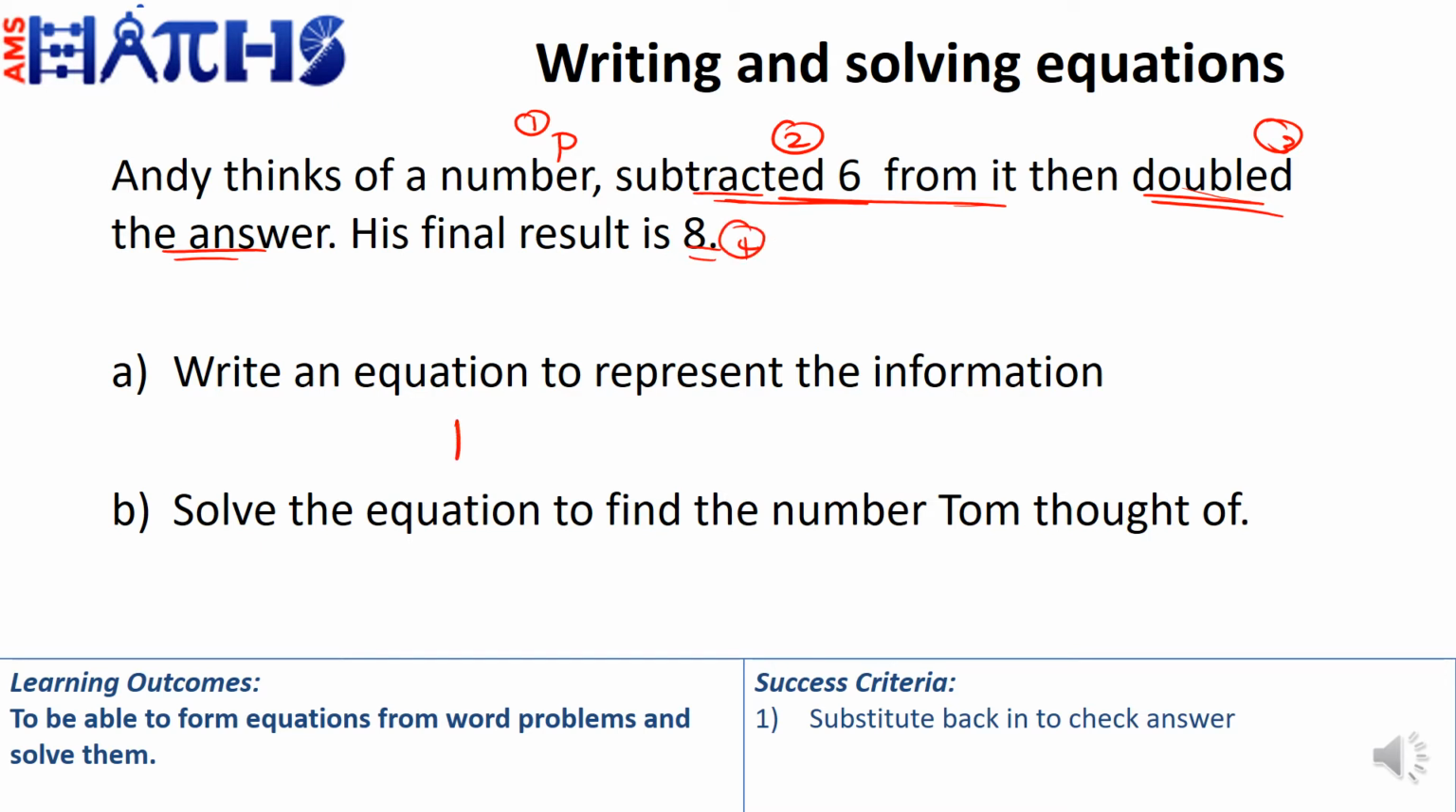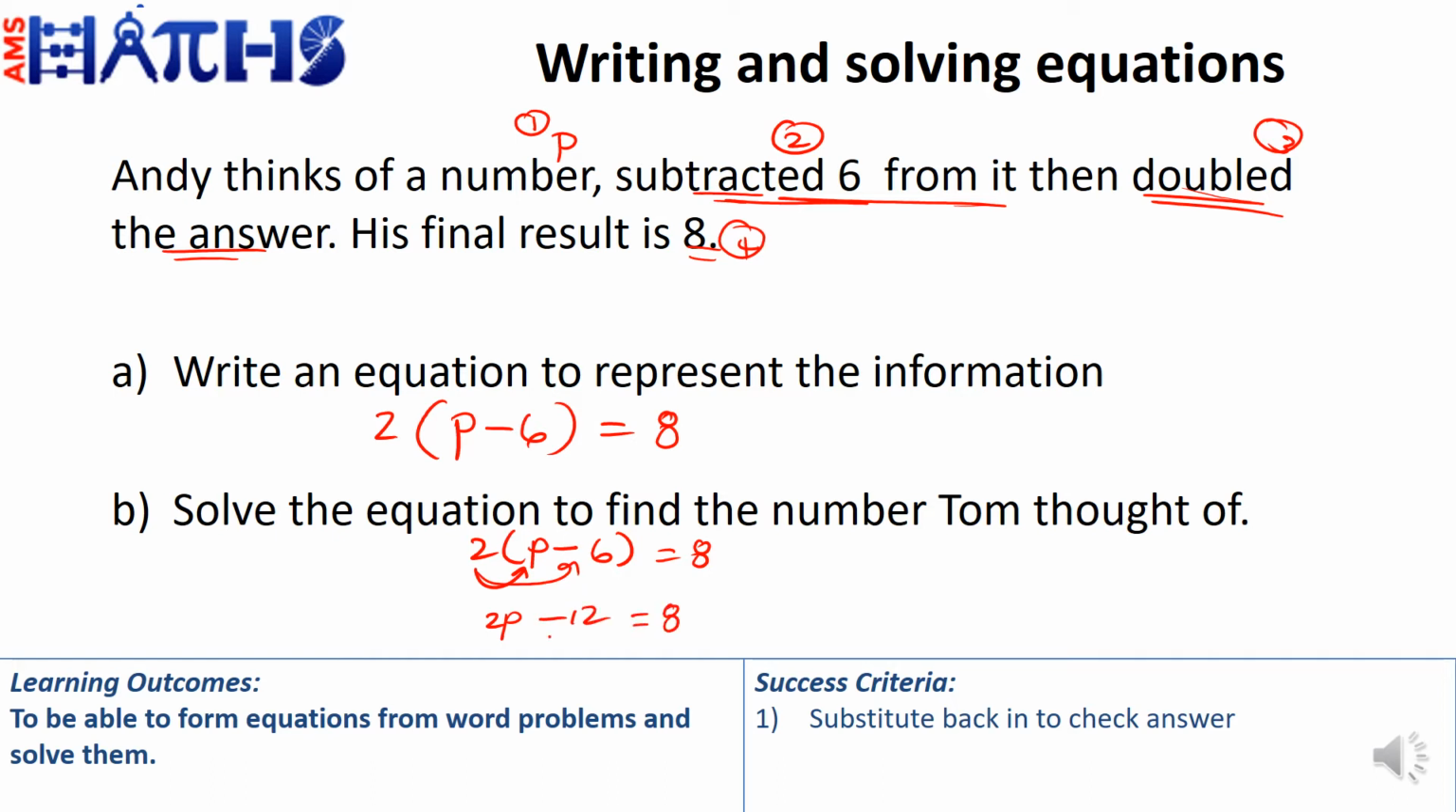So he starts with P, then subtracted 6. After subtracting 6, he then doubles that answer. So double all of P minus 6. And when he's through with that, he gets an answer of 8. So that's the equation. So now we're going to solve that. Expand the bracket first. 2 times P, 2P. 2 times minus 6 is minus 12. And we keep our equal 8.